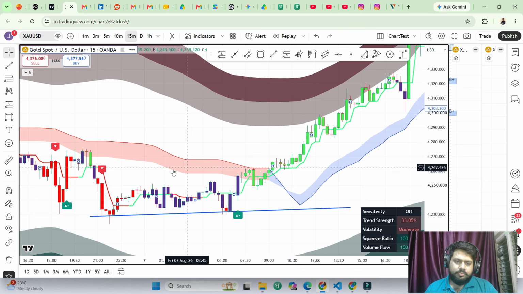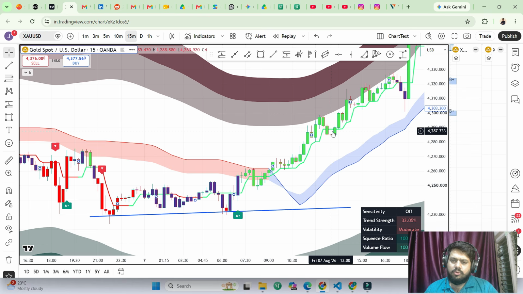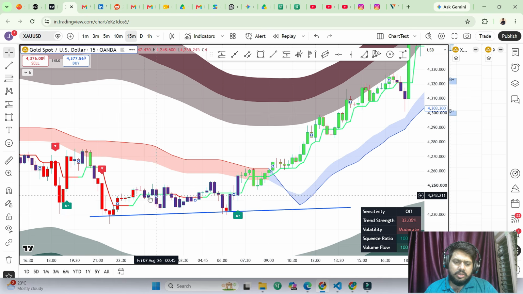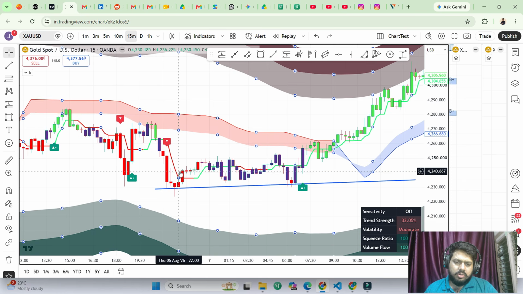So after this cloud, you have to be more careful. You can re-enter using the trend catcher. This is the trend catcher, as you can see here. Whenever it crosses above this particular line, you can consider it a buy, and with a trailing stop loss, you can hold up to this target.